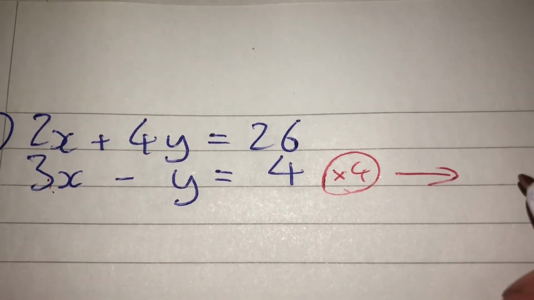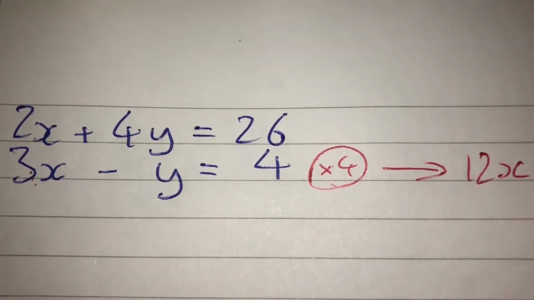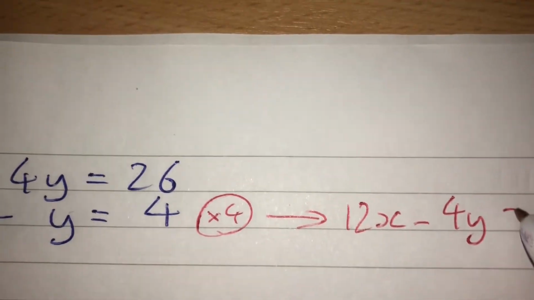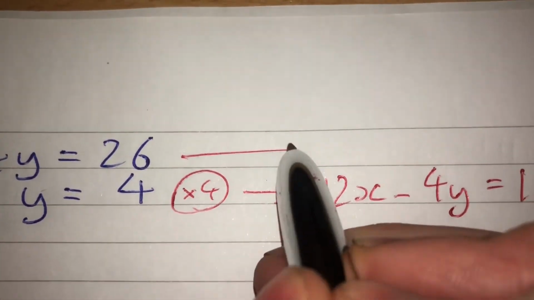So 3 times 4, 3x becomes 12x, minus y times 4 is 4y, keeping the same. 4 times 4 is 16. Now I'll bring my top equation across.